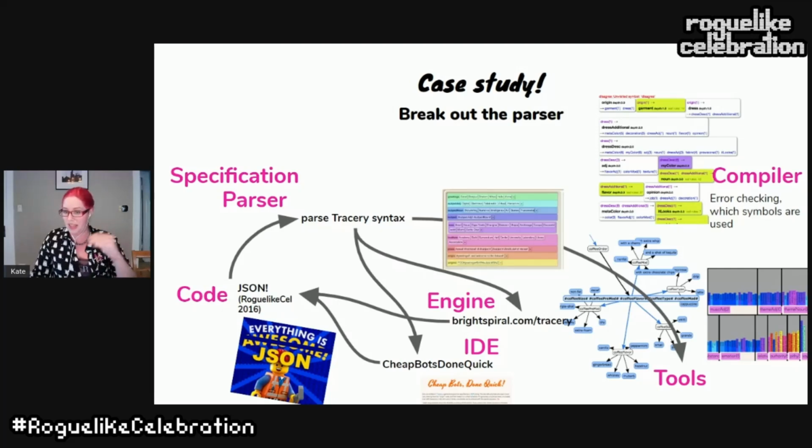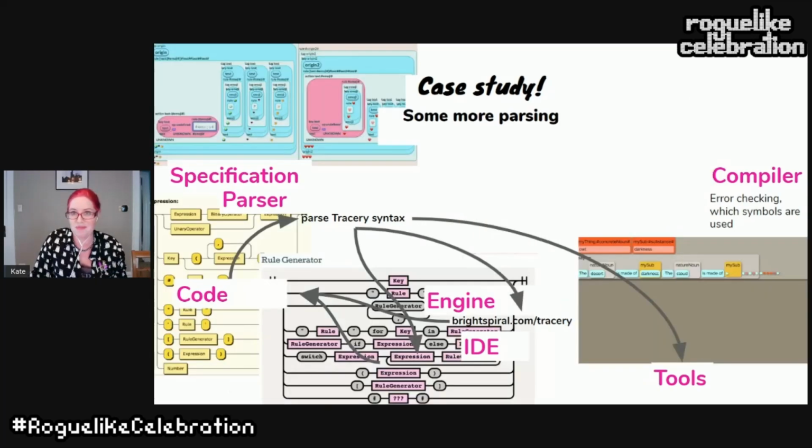I broke things out into an engine, so George Buckingham could use it to make Cheat Bots Done Quick. An engine is basically just: you run the Tracery grammar and you get some grammar stuff out of it. I made a whole bunch of tools, some of which needed a compiling step and some of which didn't, to tell you what the heck your grammar is doing. Most of those were never actually that useful, but I got some good papers published out of them.